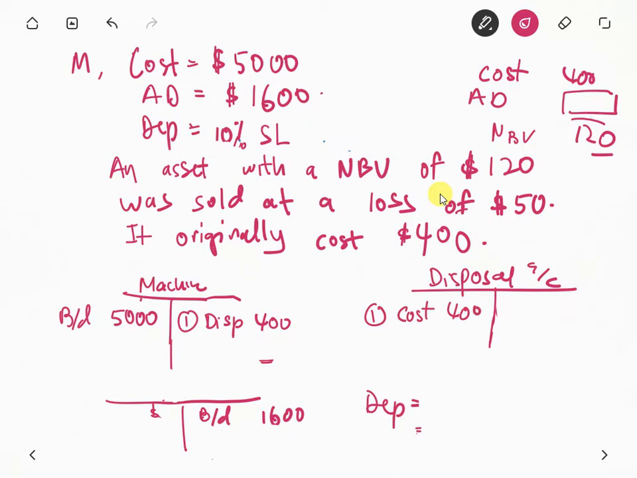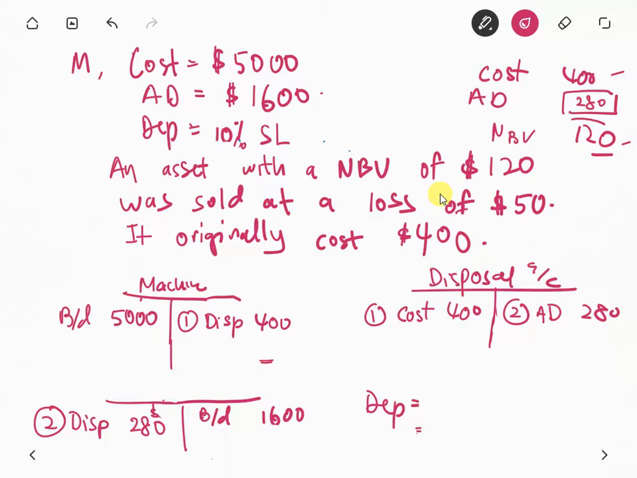We need to know the accumulated to take out from here. Do we know? Accumulated? Not given, but can we find? How? 400 is my cost. Net book value, 120. Means this asset's accumulated is 280. And we know 280 must be taken out from here. The asset disposed of, we must take out the accumulated. So net book value 120.